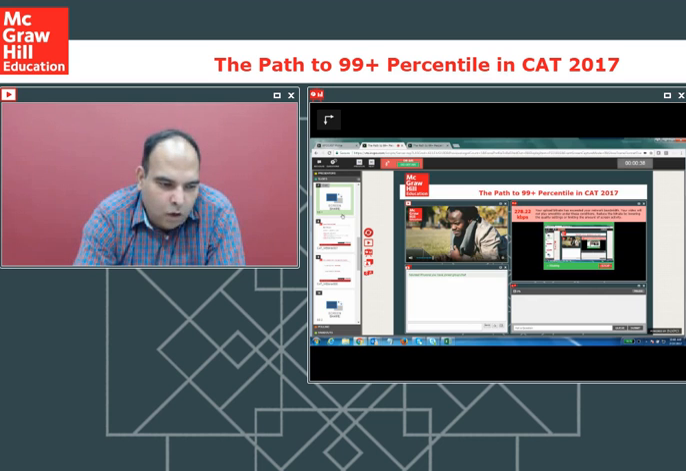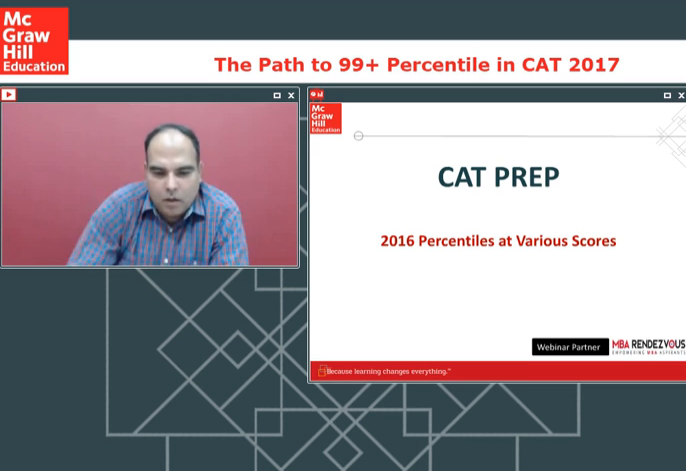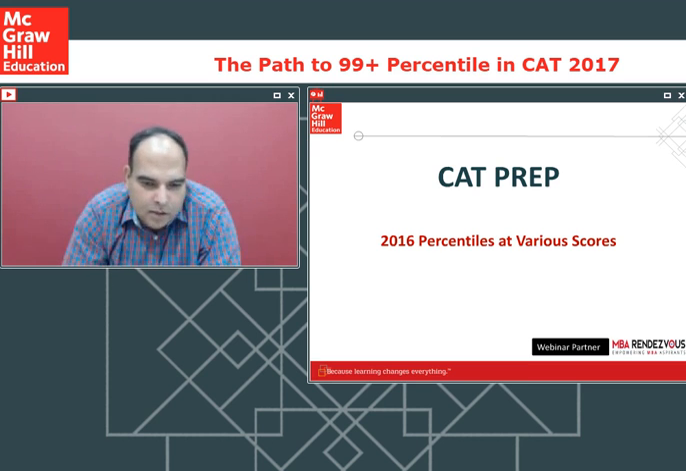So what I want to show you here, maybe there's a little bit of an issue with the screen share happening here. Let's put some numbers into perspective.